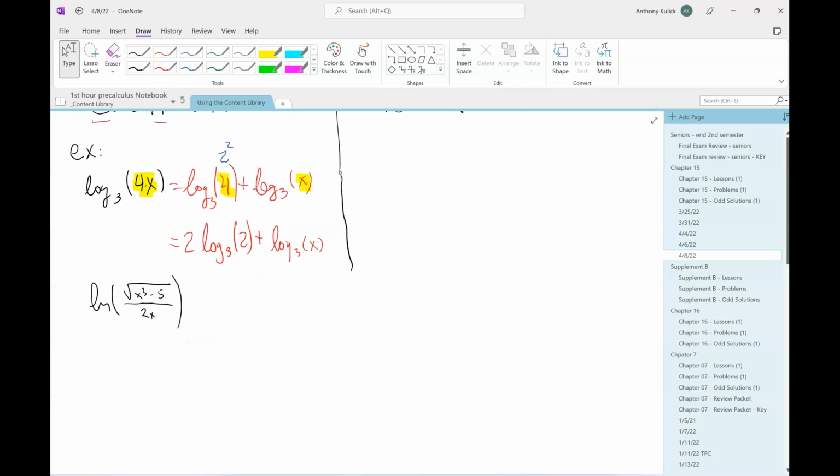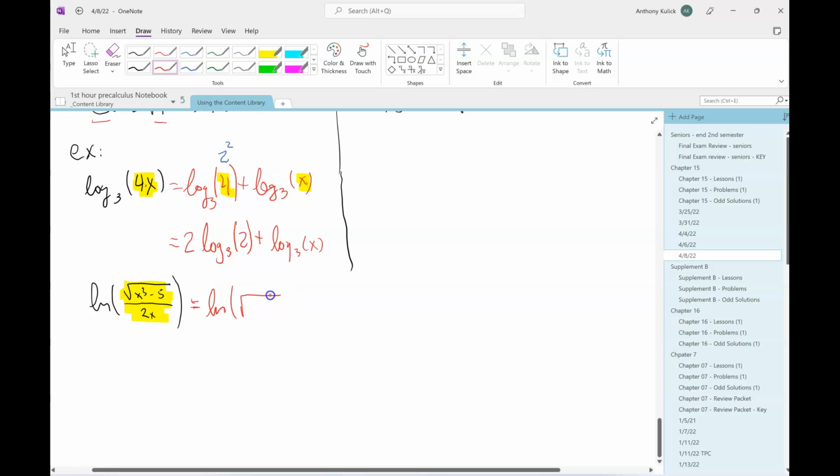Okay. So for expanding, we're looking inside the logarithm. First thing we look for is the quotient property. Do we see any division going on here? Yeah, it's a fraction. So if I apply the quotient property, I'll have the natural log of the numerator minus the natural log of the denominator.